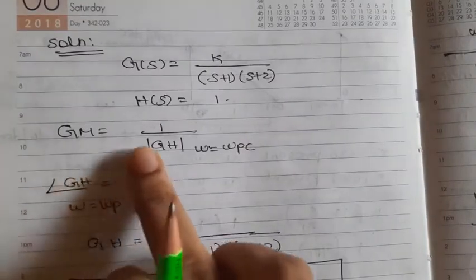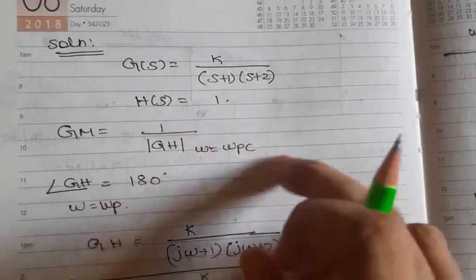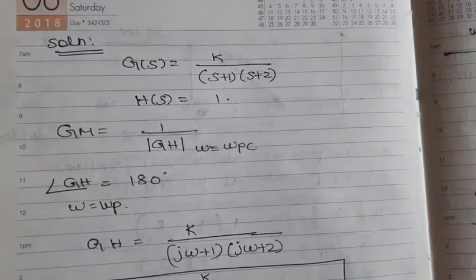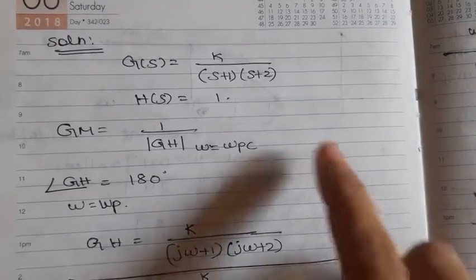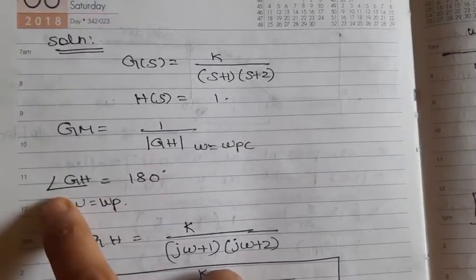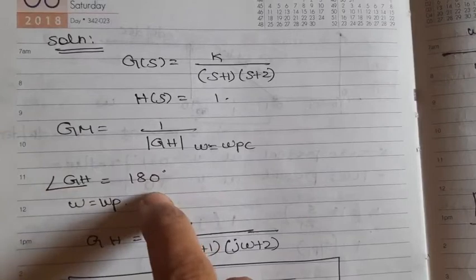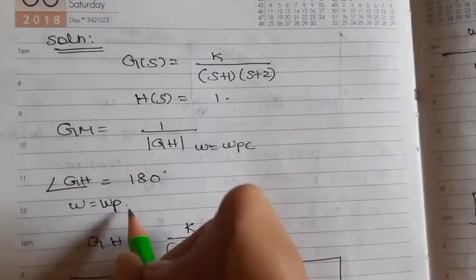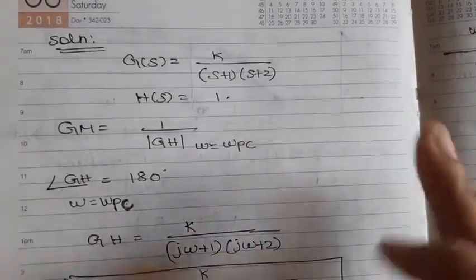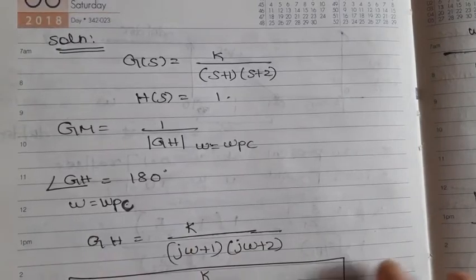So gain margin is equal to 1 by the magnitude of GH at omega equal to omega pc. Omega pc is nothing but the phase crossover frequency, that is, when the angle of GH is equal to 180 degrees, then omega is equal to omega pc. First we need to find out the magnitude and the angle. We'll see one by one.